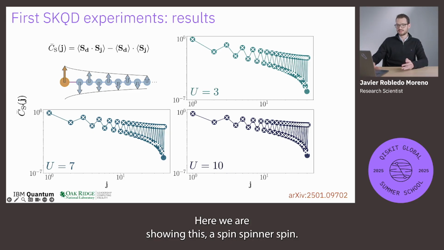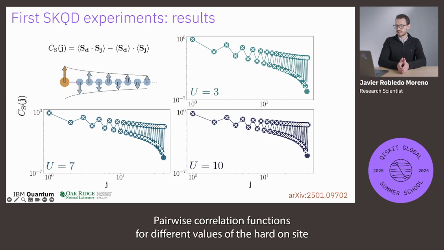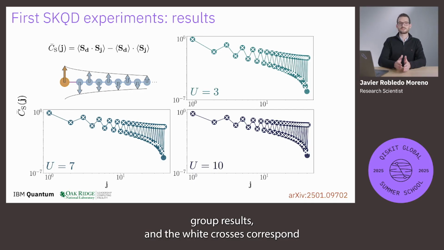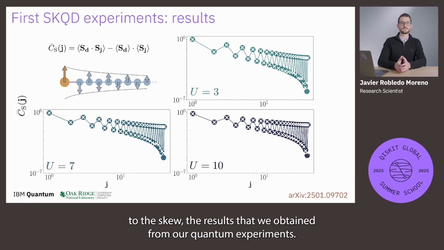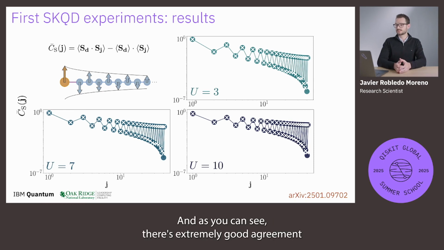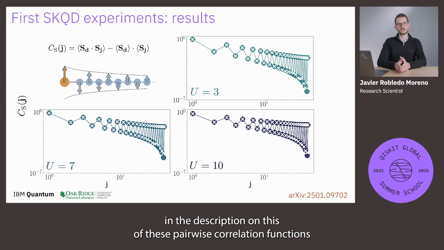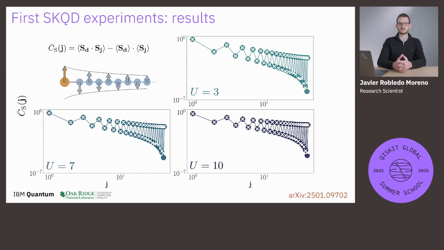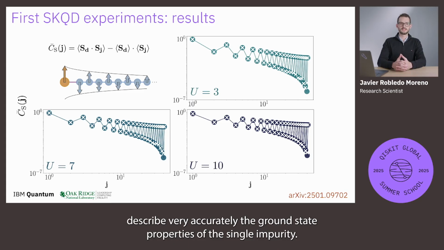Here we are showing these spin-spin pairwise correlation functions for different values of the Hubbard on-site repulsion U. The blue points correspond to the density matrix renormalization group results, and the white crosses correspond to the SKQD results that we obtained from our quantum experiments. And as you can see, there's extremely good agreement in the description of these pairwise correlation functions, which showed that sample-based Krylov quantum diagonalization could describe very accurately the ground state properties of the single impurity Anderson model.